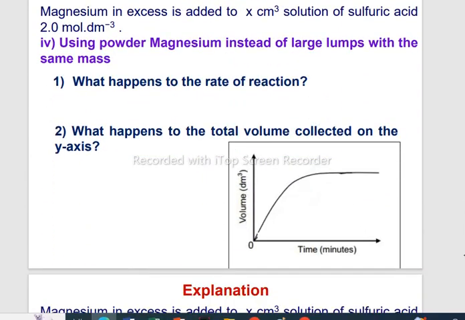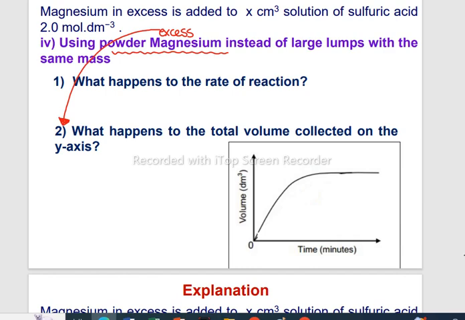I have now IV. Using powder magnesium instead of large lumps with the same mass. Here we need to remember that the magnesium is in excess. This would affect our decision in number 2. So we need to make sure that this reactant or reagent is actually in excess. The excess part will affect the total volume collected on the y-axis. We should answer whether it is limiting or excess inside our mind.